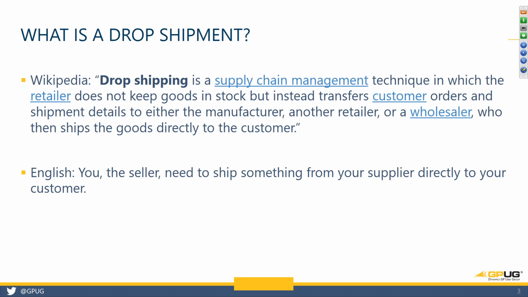But in plain English, basically what a drop shipment is, you want to ship something directly from your supplier to your customer. Okay, so basically Ted has the chair that you want to ship, and Bill wants to buy the chair, and you want Ted to ship the chair to Bill and give you the invoice so you can invoice Bill for even more money.